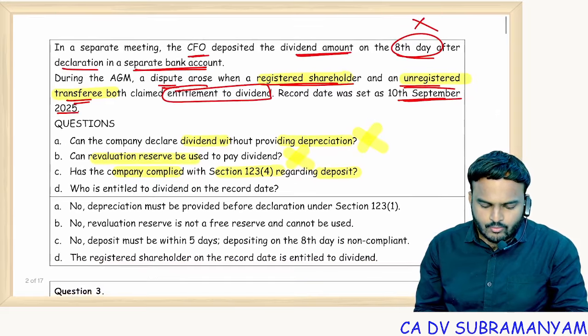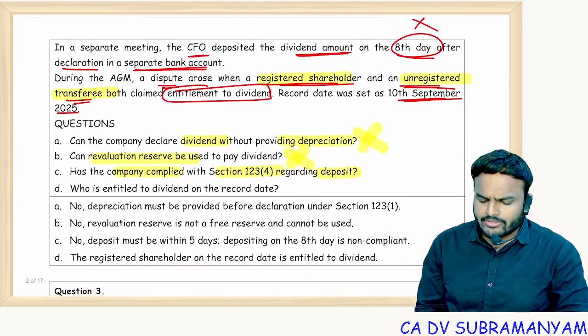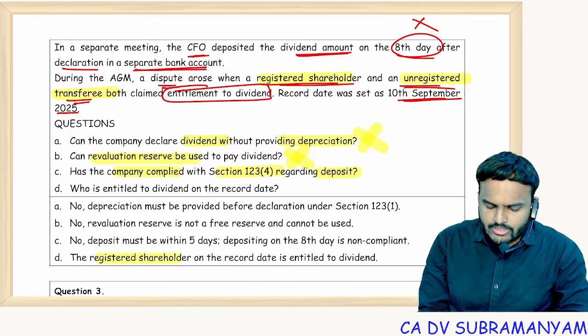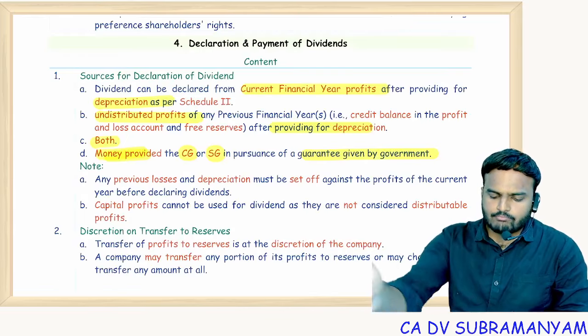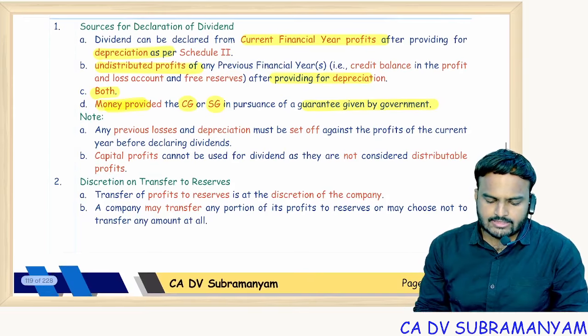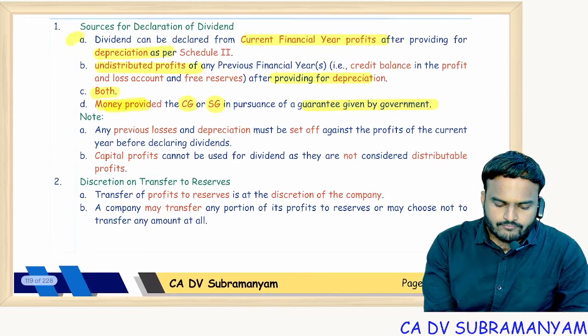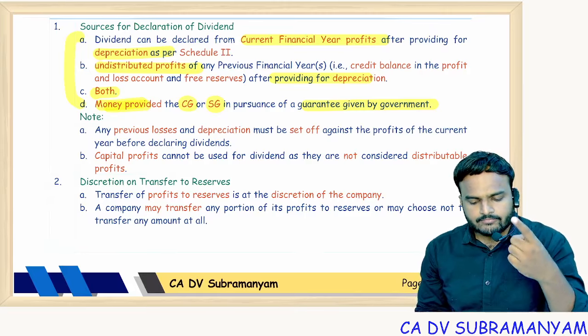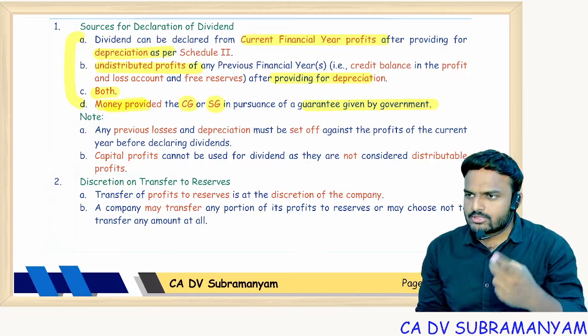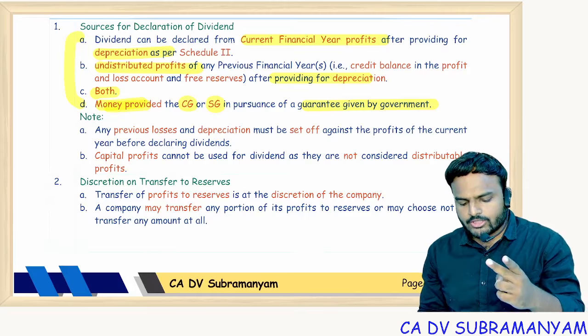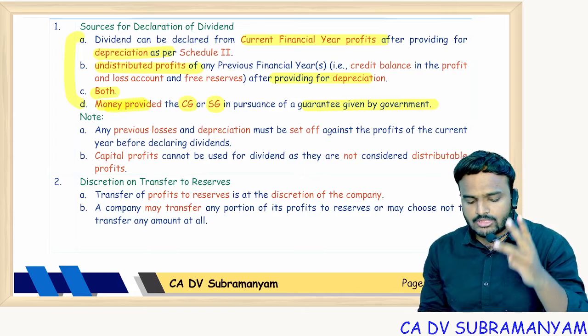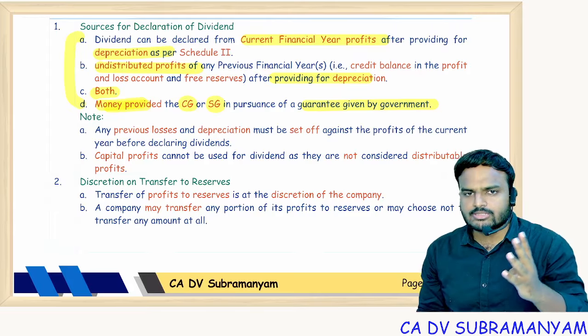Next one, who is entitled to dividend on the record date? Registered shareholder. So yes, points covering this question you can see here. So for us, total 4 sources are there: current year profits after providing depreciation, undistributed profits after providing for depreciation, both, and money provided by the CG or SG.